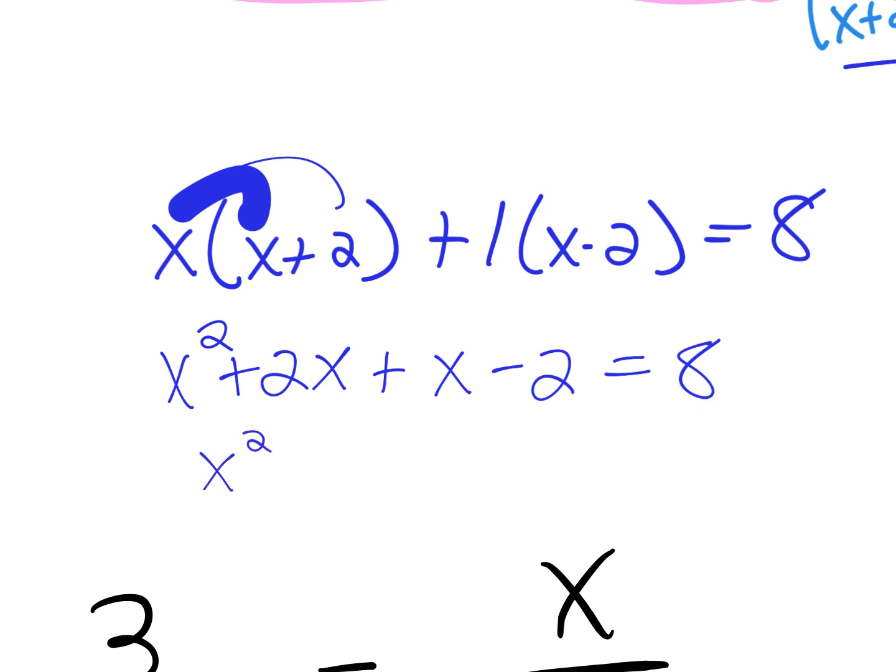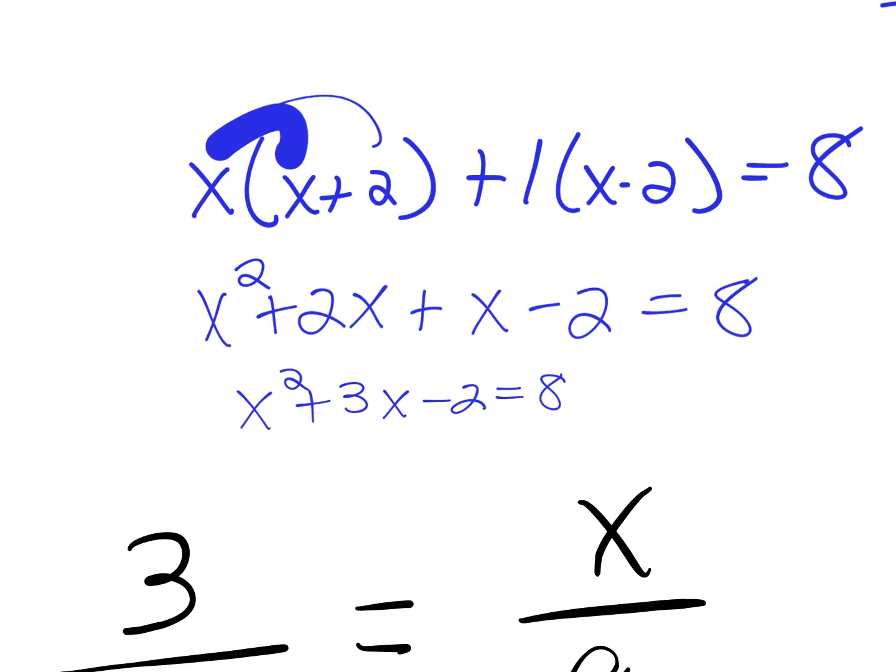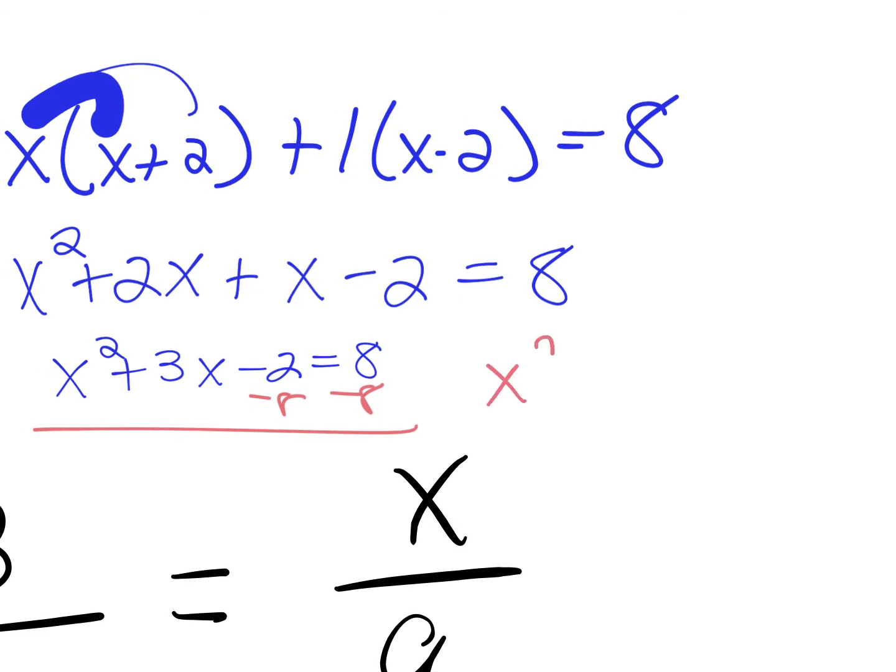Okay, x squared plus 3x minus 2 equals 8. How do I solve this, everybody? Grouping, not grouping. Is everything set equal to 0? How do I get it? I'm going to move the 8, so minus 8. So I have x squared plus 3x minus 10 equals 0.